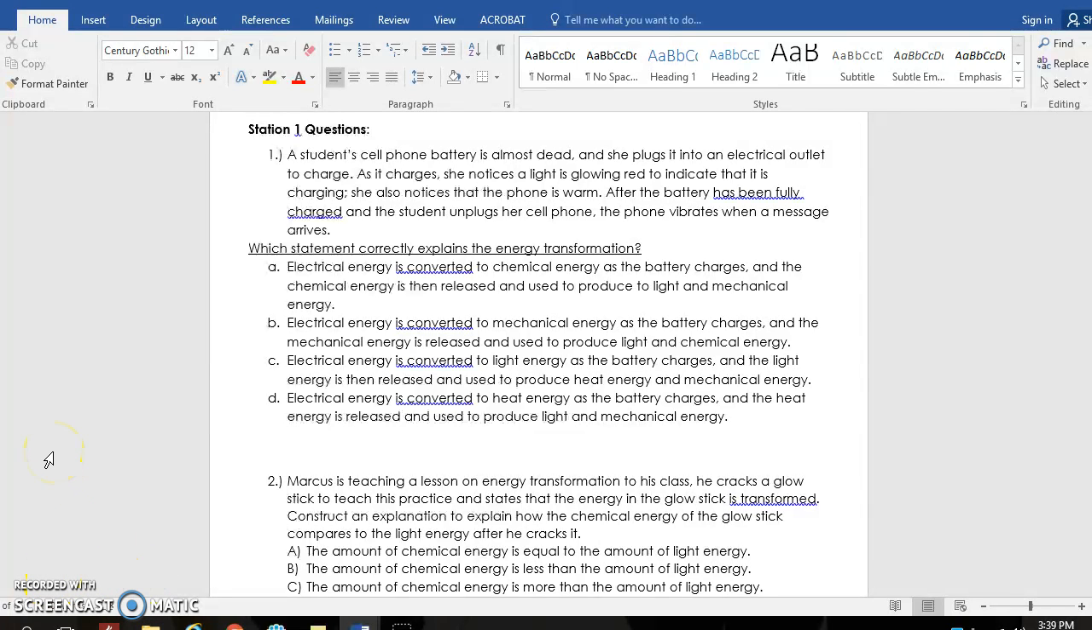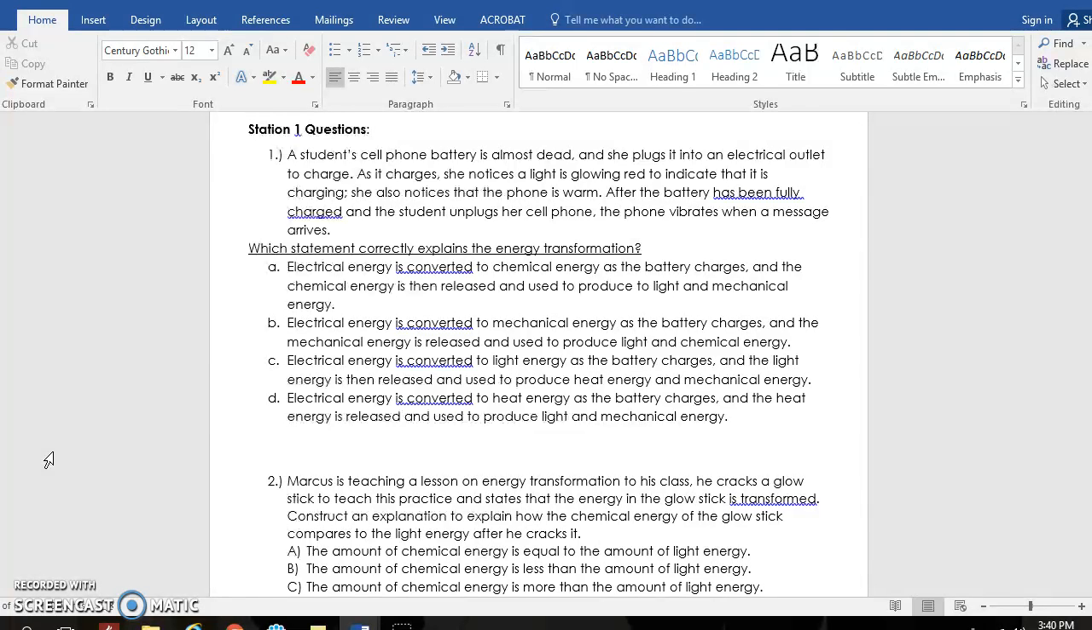All right. So, A sounds right, but let's check our other options just in case. B, electrical energy is converted to mechanical energy. No, batteries are chemical energy all day long. B can't be right. C, electrical energy is converted to light energy. Nope, again, batteries are chemical. D, electrical energy is converted to heat energy. Nope, so that confirms A is correct.